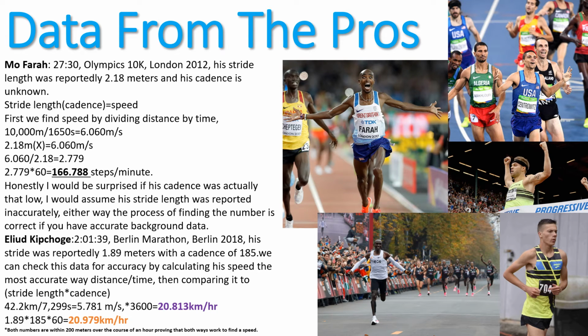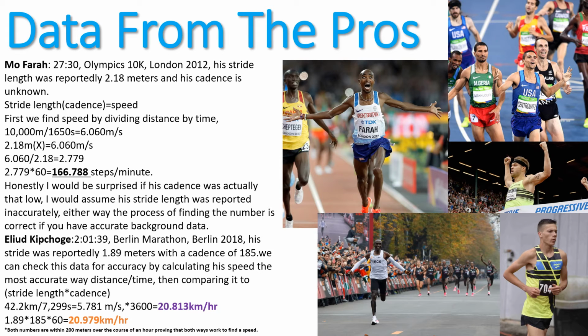Next, let's take data from the pros. Mo Farah ran 27:30 for the Olympics 10K in London 2012. His stride length was reported at 2.18 meters, and his cadence I couldn't find on the internet. But we can solve it with the data we do know. We know that stride length times cadence will equal speed. So first we find the speed so that we have two variables to find the cadence. We can find the speed by dividing distance by time. 10,000 meters divided by 1,650 seconds, which is 27 minutes, 30 seconds. And I found that he took 6.06 meters per second of distance covered.